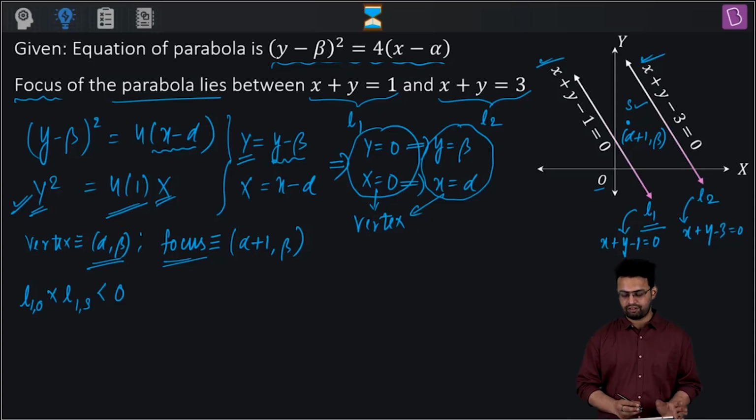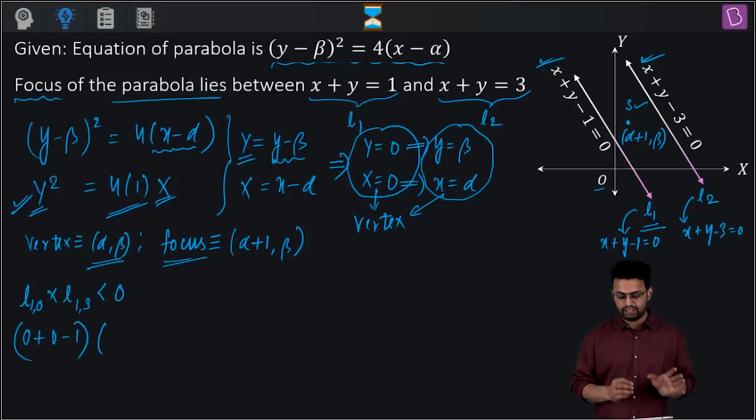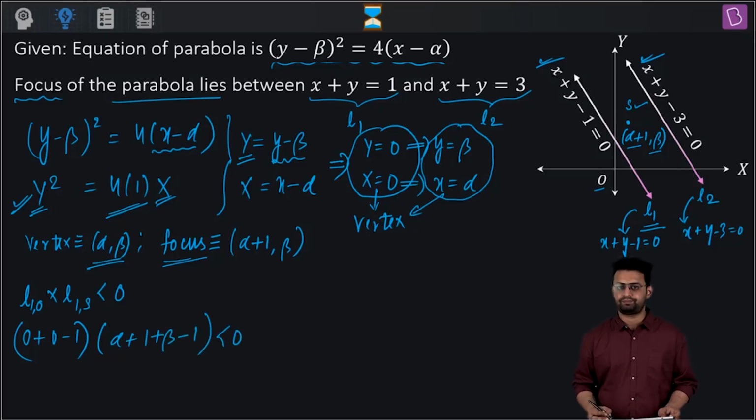So in the equation of line L1, I am putting 0 comma 0 in place of x and y. What I'll get is 0 plus 0 minus 1, multiplied by the result of putting the coordinates of S in the equation of the same line. So in place of x, I'll put alpha plus 1, and in place of y, I'll put beta. I'll get alpha plus 1 plus beta minus 1 is less than 0.